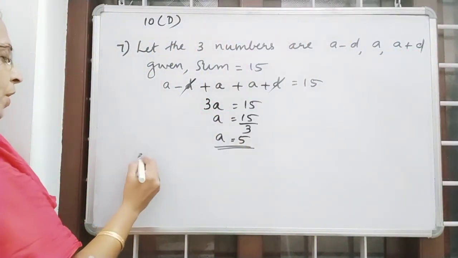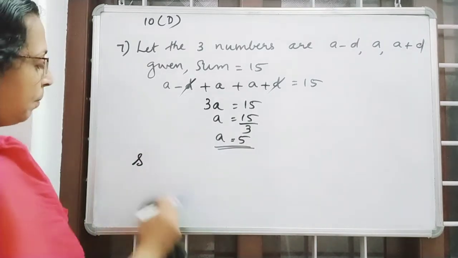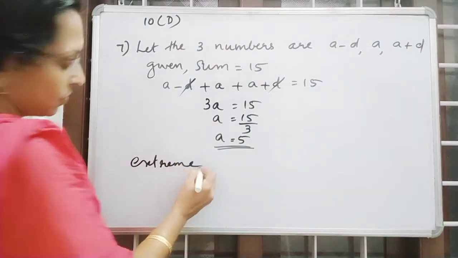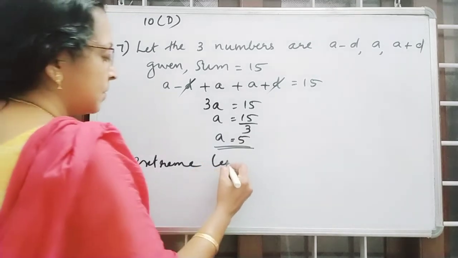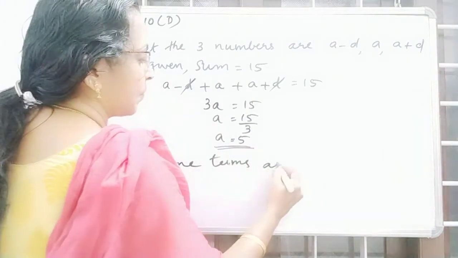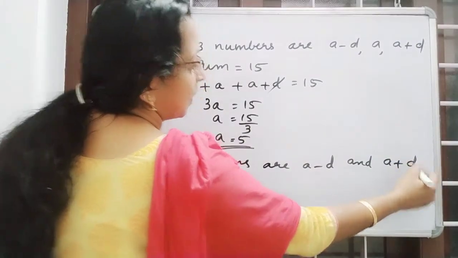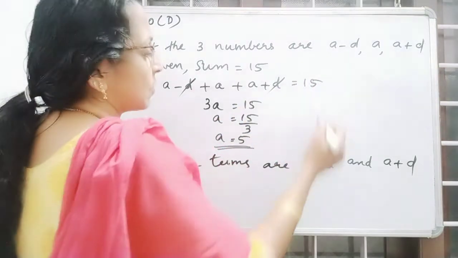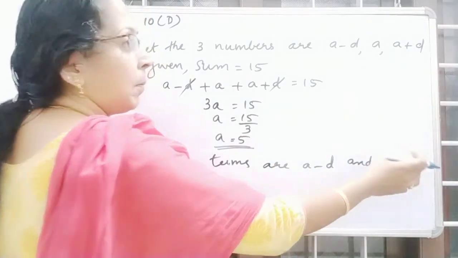So which are the extreme points? A minus D and A plus D. So write down extreme terms. Given sum of the squares of the extreme terms. So squares of extreme terms means what? A minus D whole square and A plus D whole square.